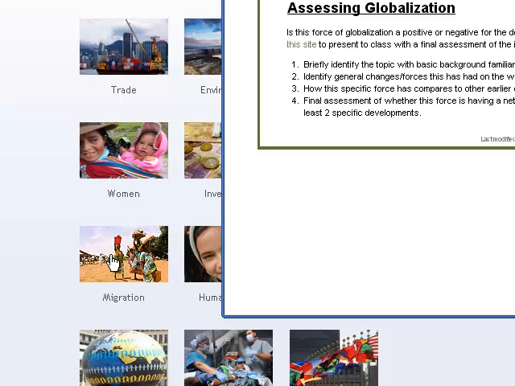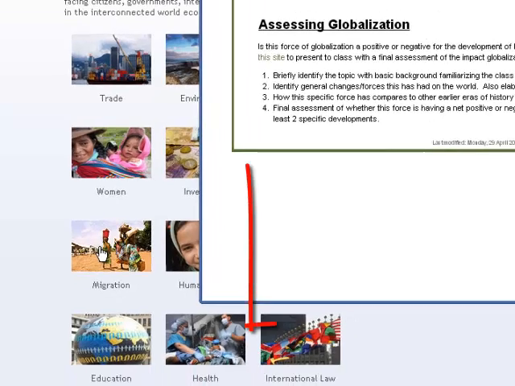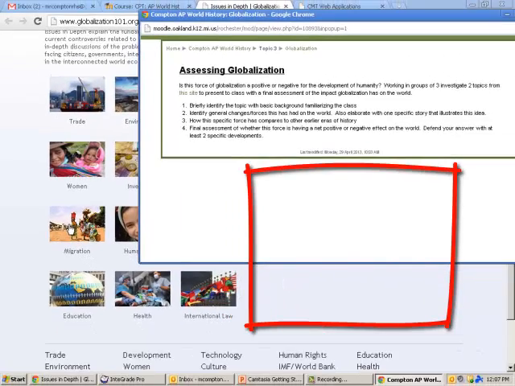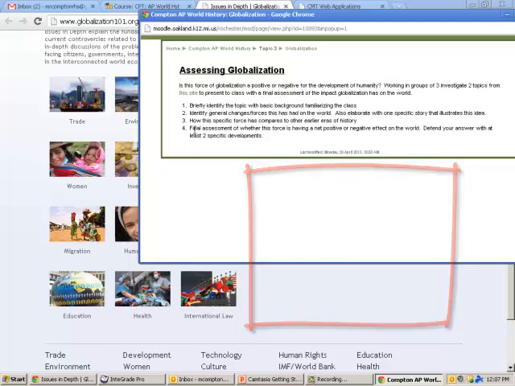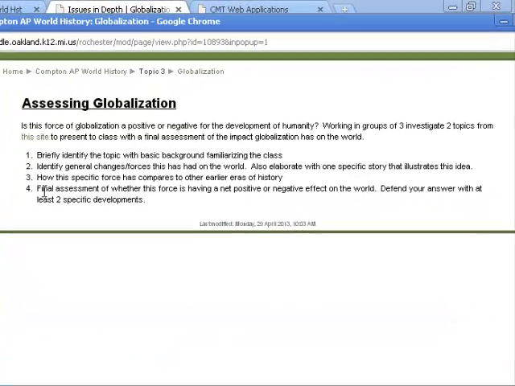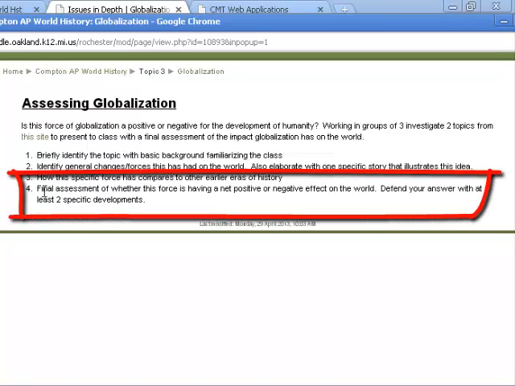And you need to analyze the similarities and the differences between those two, and make sure that you come up with some of the specific things to underscore those general differences that you might be discussing. Finally, at the end, make sure that you assess whether the force is having a net positive or negative effect on the world, and that's for your particular topic. So maybe migration and women, if those are your topics.